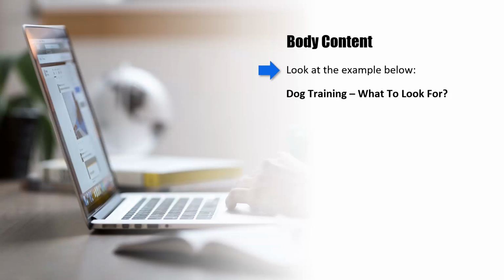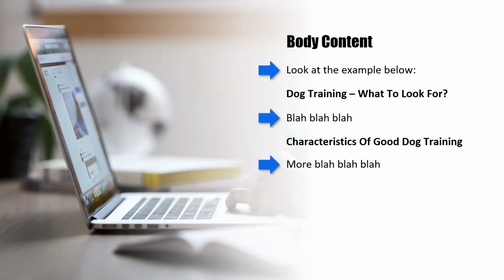Dog training, what to look for, blah, blah, blah. Characteristics of good dog training, more blah, blah, blah. The best dog training, final blah, blah, blah. In this example, the red sentence is the title of the content or the main heading, so this should be where we put our H1 tags. This happens automatically with a WordPress website.